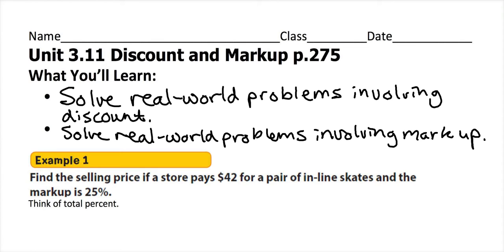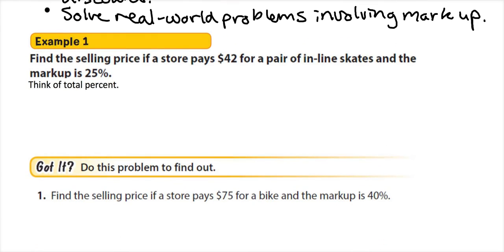Okay, let's go ahead and take a look at example 1. It says, find the selling price if a store pays $42 for a pair of inline skates and the markup is 25%. Okay, so I gave you a little hint here. Think of the total percent.